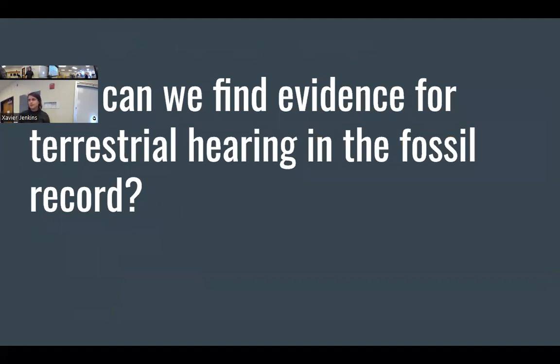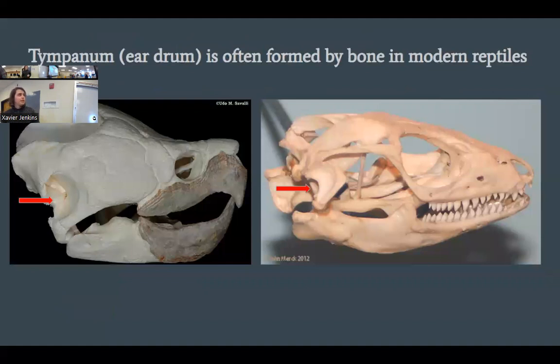But you're a paleontologist. How can you even find terrestrial hearing? How can you find evidence for terrestrial hearing in the fossil record? And thankfully, in reptiles especially, the eardrum is often formed by bones on the external surface of the skull. So this little conch here, seeing this turtle and this lizard, outlines that eardrum that you saw in that reptile picture earlier. And this is actually the case for a lot of early tetrapods and a lot of early amniotes. If there's an eardrum, it's usually housed within some of these bones on the side of the skull.